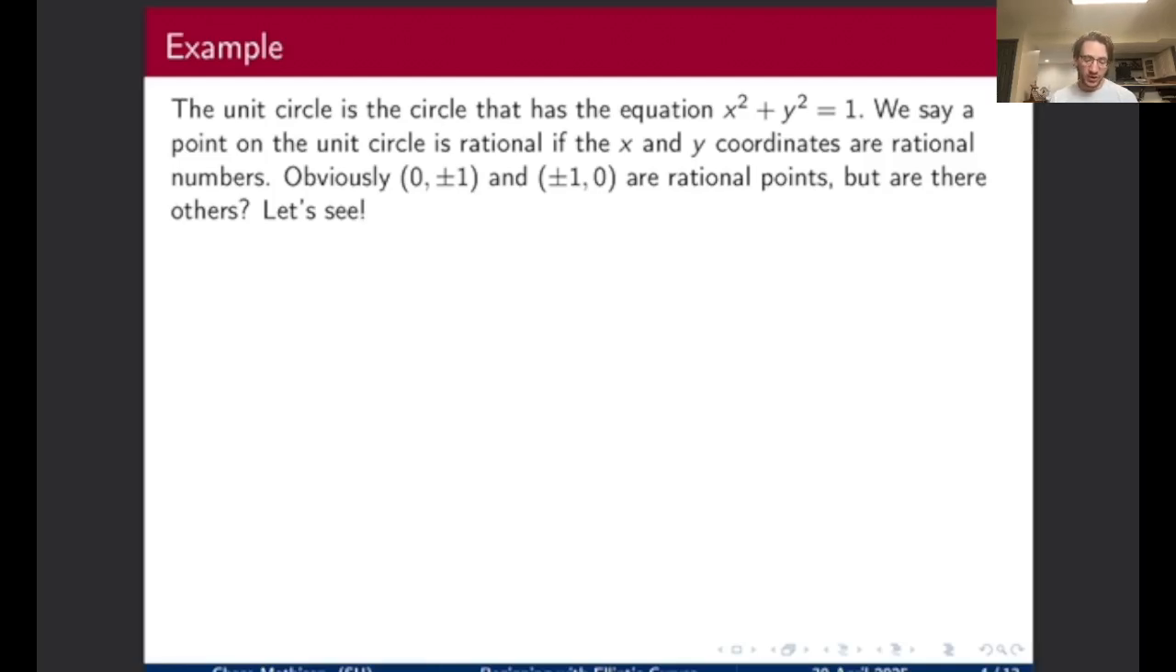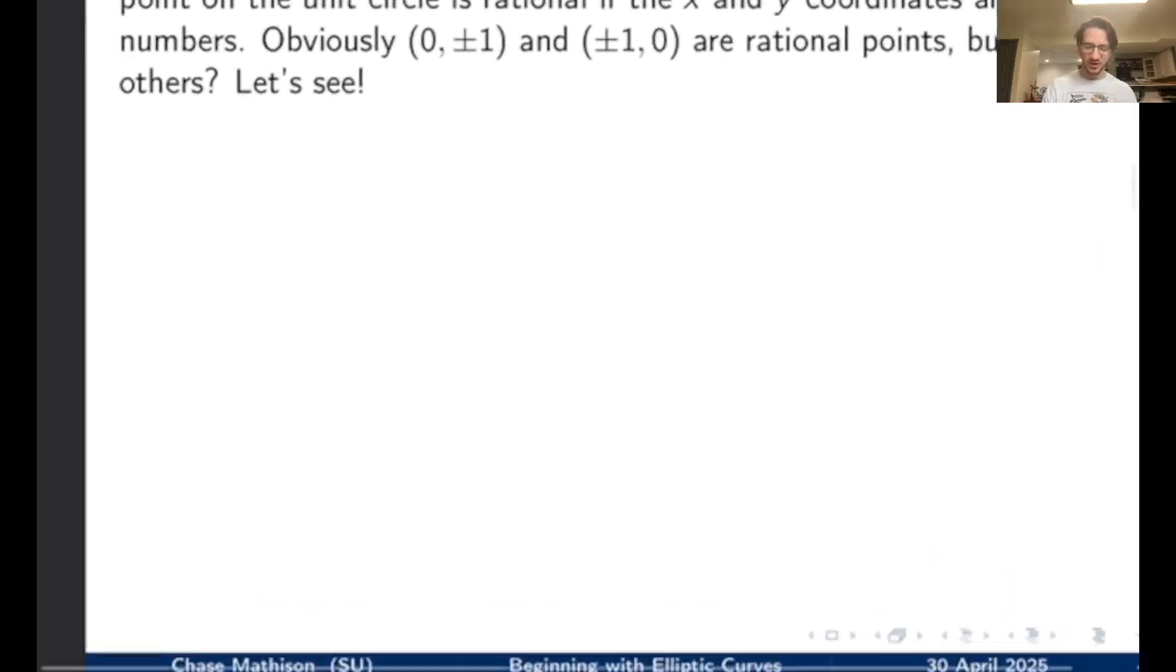And we say a point on the unit circle is rational if the x and y coordinates are rational numbers. So the points (0, 1), (0, -1), (1, 0), and (-1, 0), those are all rational points on the unit circle because their coordinates are not only rational, they're integers. But are there any others? Are there any others on the unit circle?